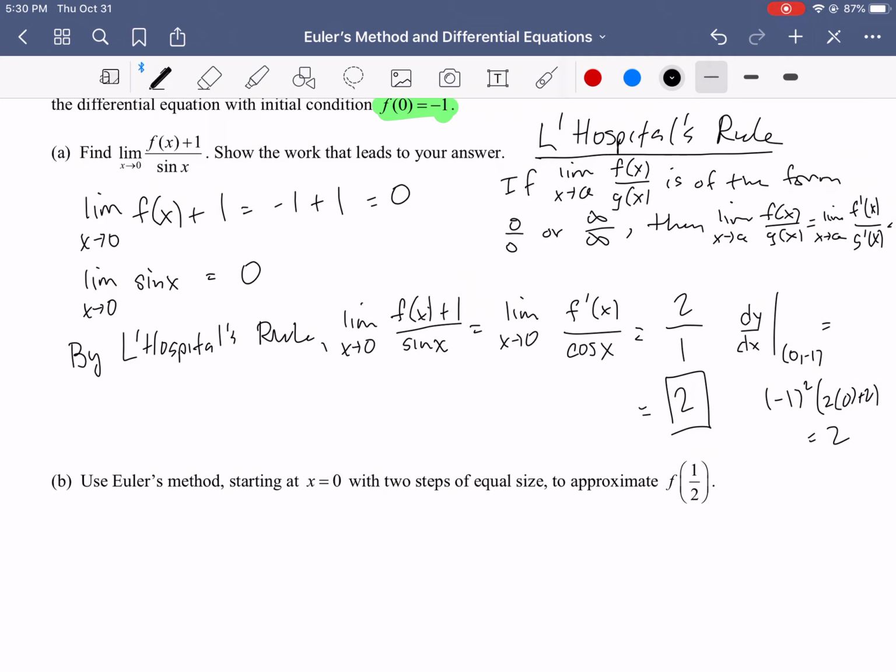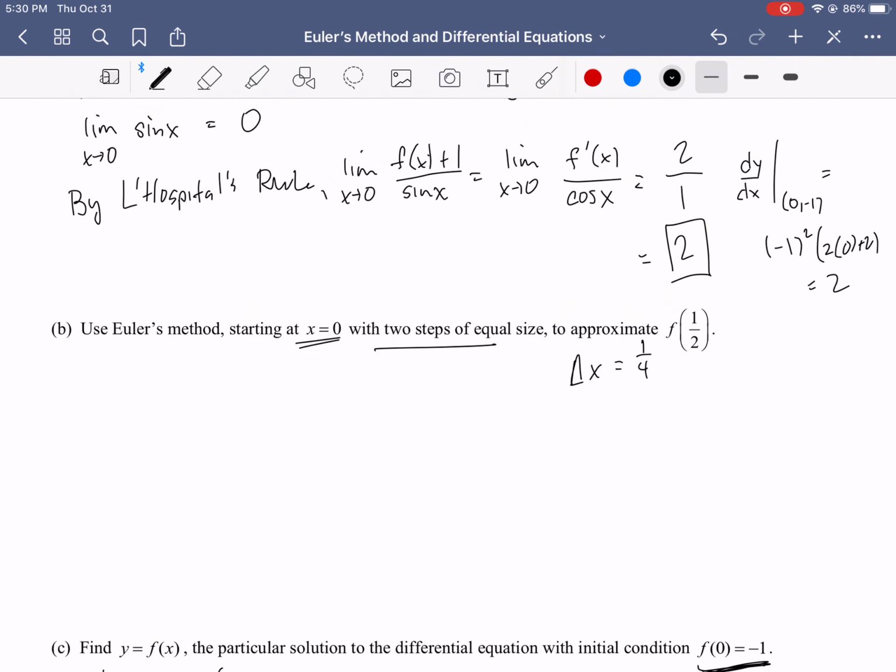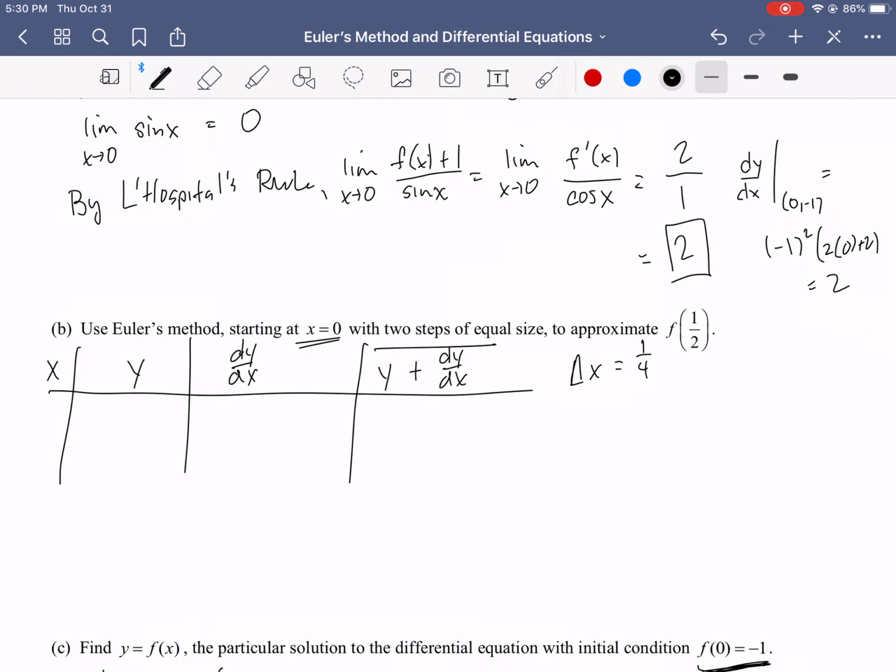Use Euler's method, starting at x equals 0, with 2 steps of equal size to approximate f of a half. And so the question is, what does delta x need to be if I'm going from 0 to 1/2 in 2 steps? Hopefully you said that each step needs to be 1/4. So delta x is going to be 1/4. I'm going to set up my table here. It's going to say x, y, dy/dx, and then the form of my tangent line will be y plus dy/dx multiplied by delta x.